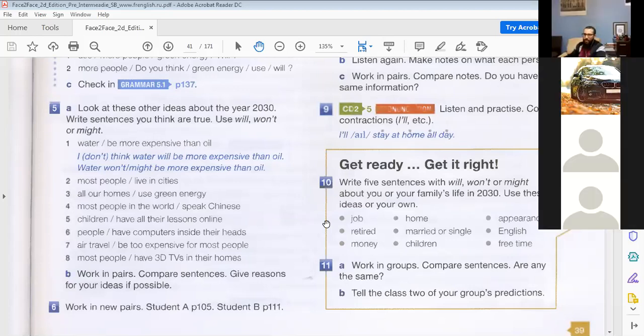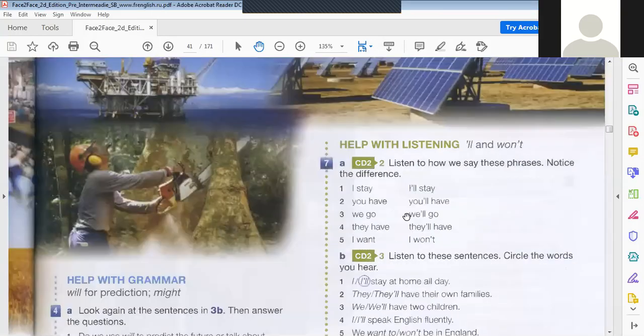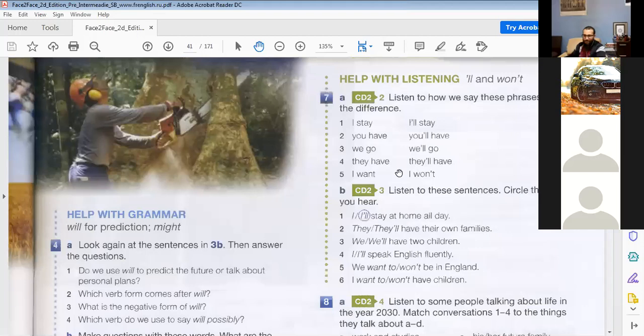Okay. All right, so this is just an example of some predictions and how you can talk about them. Now I want to take you to exercise number 7 here. Let's talk about will and won't. So here it says, listen to how we say these phrases, notice the difference. The focus of this exercise is to see the difference between how we use the 'll, the short form, the contraction of will, and how we use an infinitive verb on its own. So I'm going to play both of them.